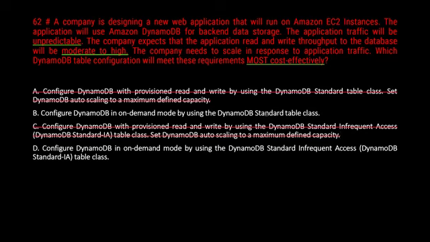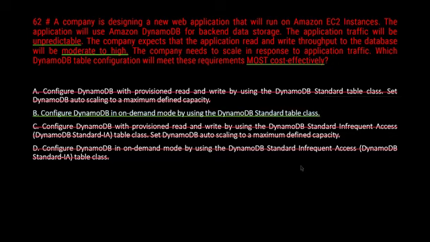Okay, but here it is talking about using standard table class. Here it is talking about using standard infrequent access. Whereas here it is talking about read and write throughput to the database to be moderate to high. So when you have something like that, obviously you don't want to go with infrequent access. DynamoDB standard table class provides a balance between cost and performance. Okay, so remember that for the moderate to high, you cannot go with this option. Instead you will go with standard.